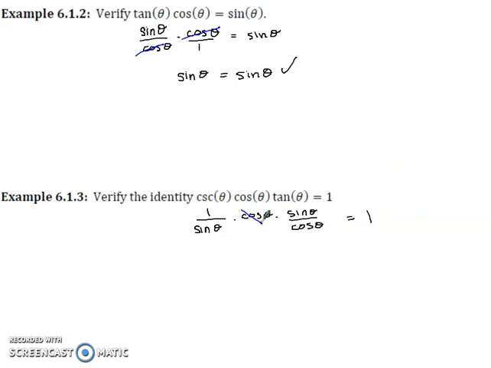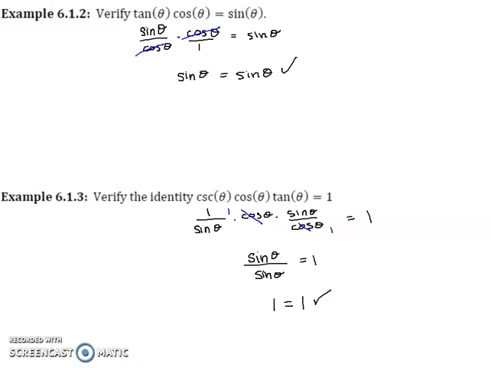I can reduce my cosines down to 1 and 1. So multiplying all the numerators, 1 times 1 times 1 times sine is sine. And then sine times 1 is sine. Sine over sine does reduce down to just 1, which is in fact equal to 1. So I have verified the identity by manipulating only the left-hand side to show that it is equal to the right.